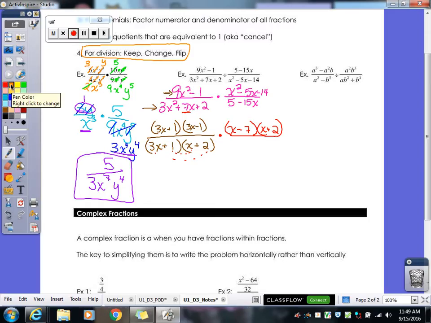And then that last part of that fraction, is that factorable? There's a GCF. What number? 5. So 5 and then 1 minus 3x.